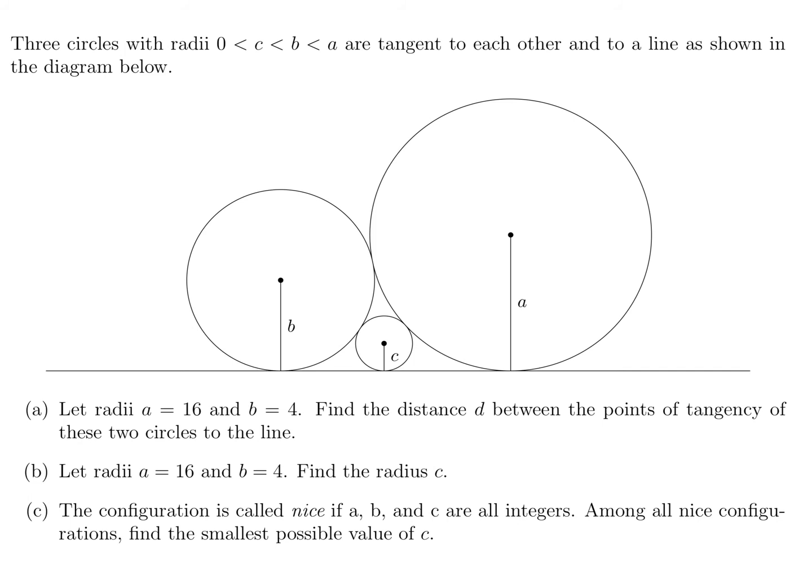Three circles with radii 0 less than c less than b less than a are tangent to each other and to a line as shown in the diagram below. Let radii a equal 16, b equal 4. Find the distance d between the points of tangency of these two circles on the line.